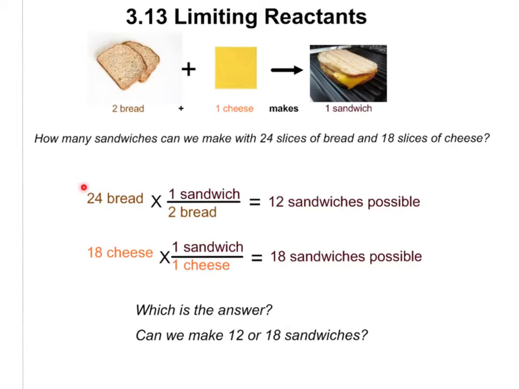If I have 24 bread slices, I'll multiply that by my ratio, 1 sandwich to 2 pieces of bread. I can then make 12 sandwiches. That's how many sandwiches are possible. How many sandwiches are possible with the amount of cheese that I have? Well, I have a 1-to-1 ratio right there, so I can make 18 sandwiches. That's the total possible I could make with cheese.